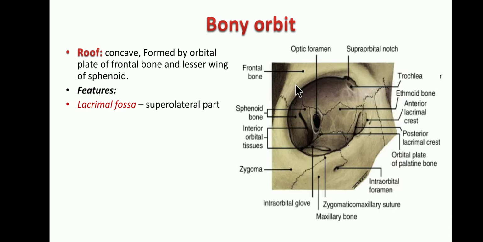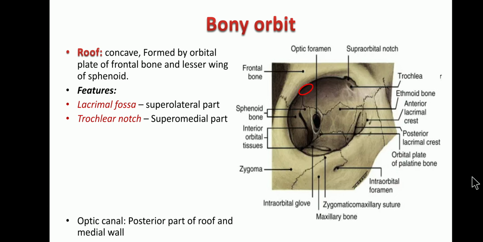Then superolaterally you come across a depression which is mainly formed by the lacrimal fossa. That is the fossa for the lacrimal gland. Don't confuse this lacrimal fossa with the fossa here between the anterior lacrimal and the posterior lacrimal crest, which lodges the lacrimal sac. So this you are able to see on the superolateral part of the roof, which lodges the lacrimal gland, and the trochlear notch in the supromedial part, which I already told you.